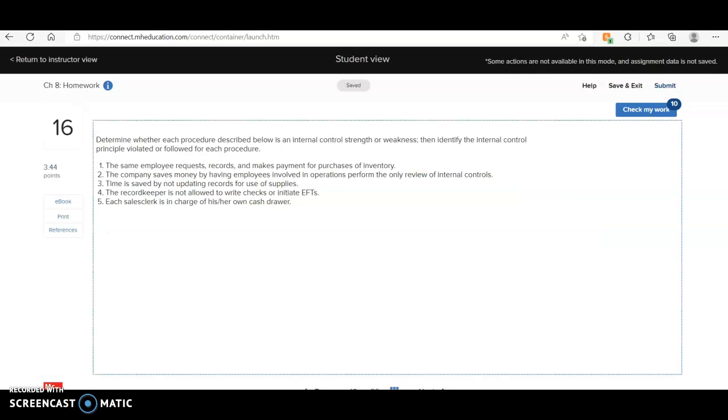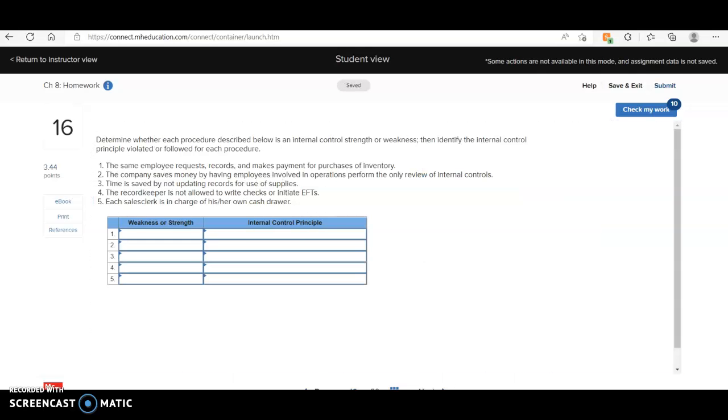When we look at number 16, this one is asking us to identify whether it's a weakness or a strength, and then identify the internal control principle. So we're going to do this one together just to kind of get some internal control practice in. If we look at this first one, it says determine whether each procedure described below is an internal control strength or weakness, and then identify the internal control principle violated or followed for each procedure. So if it's a weakness, that's going to be what was violated. If it's a strength, it's going to be what was followed.